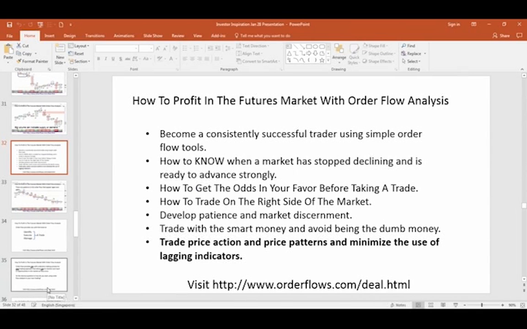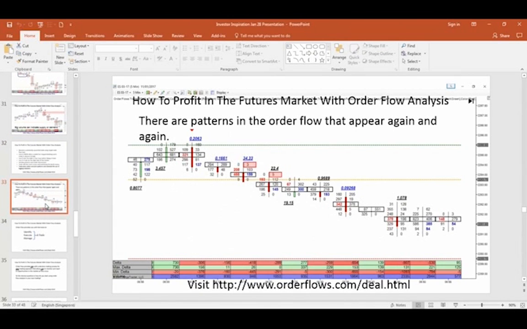So, the last thing I want to touch on, I've got about 10 minutes left or so, is price action and price patterns to minimize the use of lagging indicators. I should have made it pretty clear by now how order flow is going to put you ahead. But even in order flow, there are certain patterns that repeat themselves over time, and they appear again and again. This is what I call the 3 in a row, 3 bearish ratios.